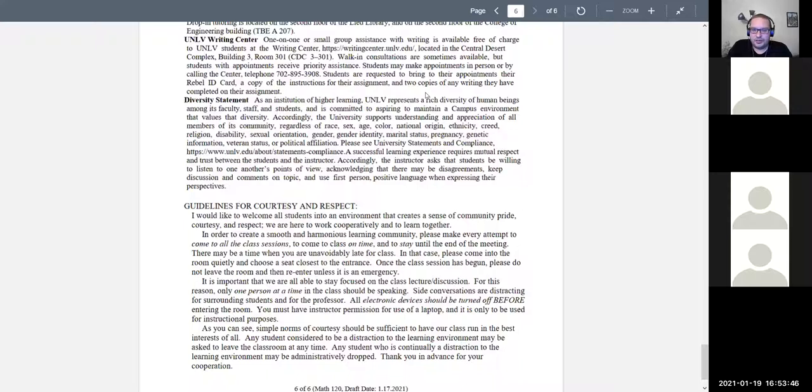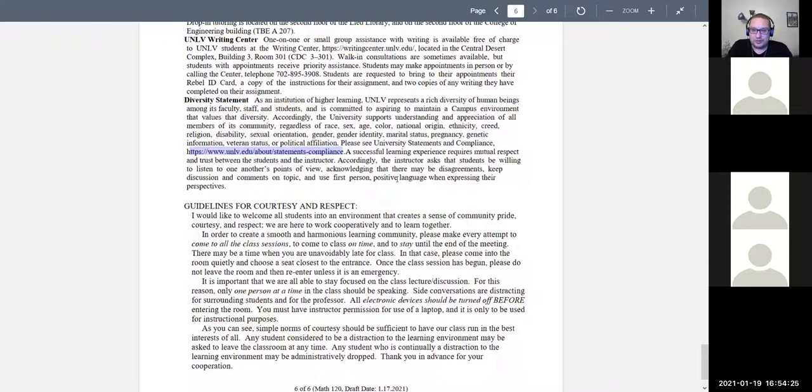As an institution of higher learning, UNLV represents a rich diversity of human beings among its faculty, staff, and students, and is committed to aspiring to maintain a campus environment that values that diversity. Accordingly, the university supports understanding and appreciation of all members of its community, regardless of race, sex, age, color, national origin, ethnicity, creed, religion, disability, sexual orientation, gender identity, marital status, pregnancy, genetic information, veteran status, or political affiliation. Please see the university statement and compliance, which is found at this website.